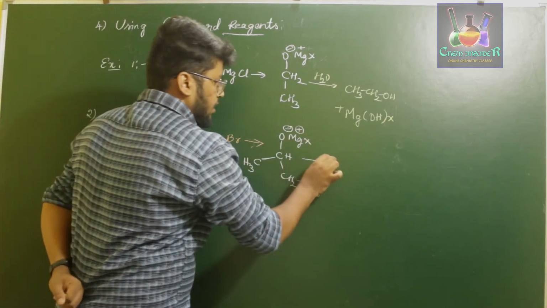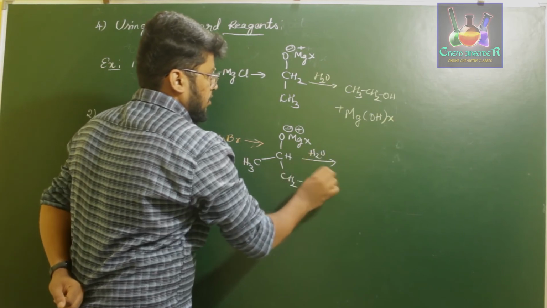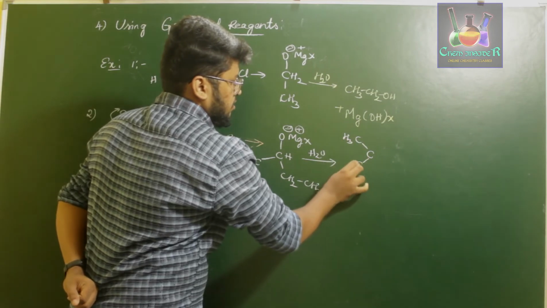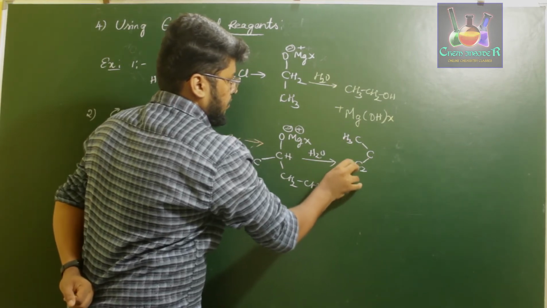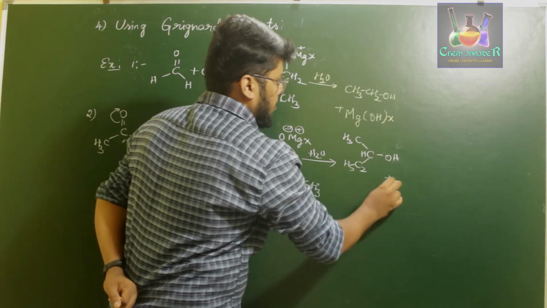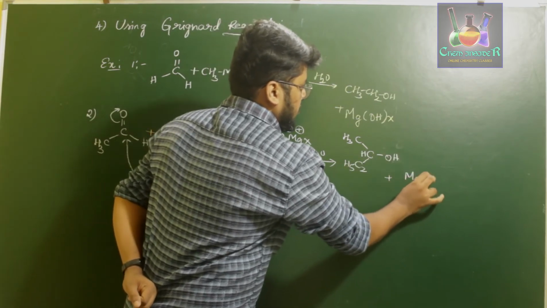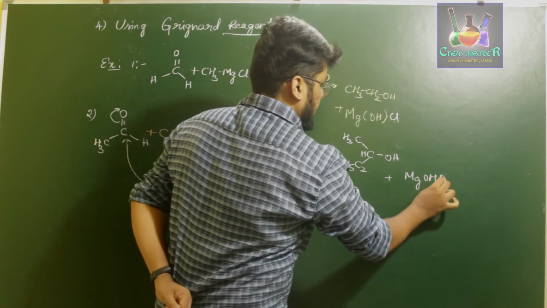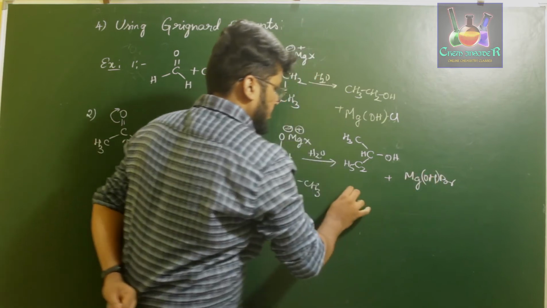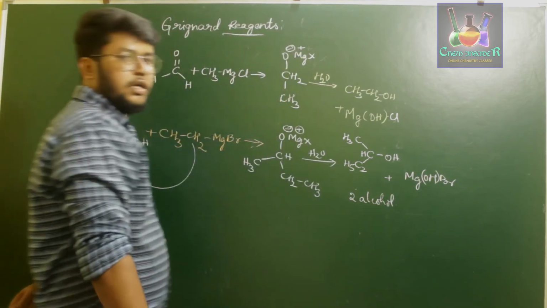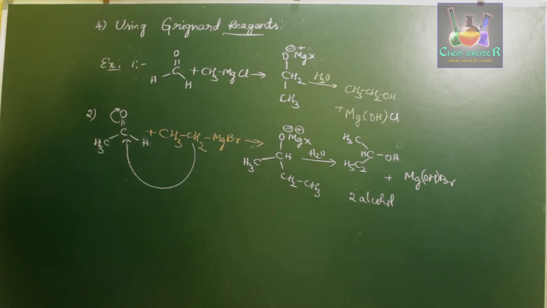So which on hydrolysis gives us CH3 C2H5 CHOH plus MgOHBr. So this is our secondary alcohol. So this is our secondary alcohol prepared by using Grignard reagent.